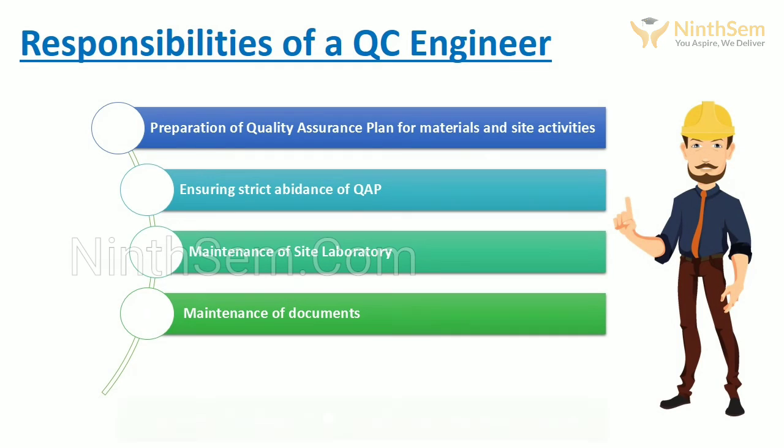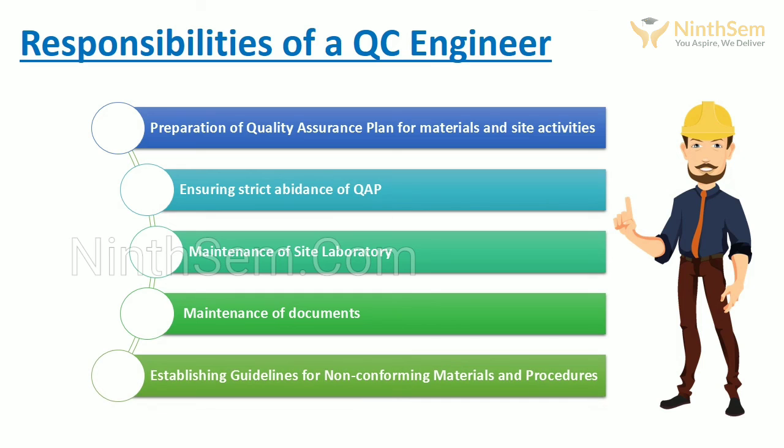The fifth responsibility of a QC engineer is setting out guidelines for non-conforming products and procedures. While working at site, situations occur when some particular item or product does not fulfill certain test standards, but the same is otherwise acceptable as it passes other alternative tests. The procedure to be followed for accepting such products is to be laid down by the quality control engineer in consultation with other department heads in a project.